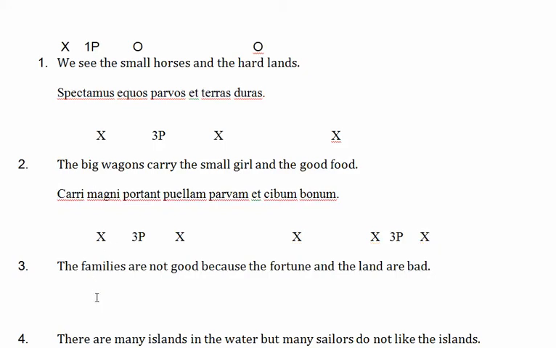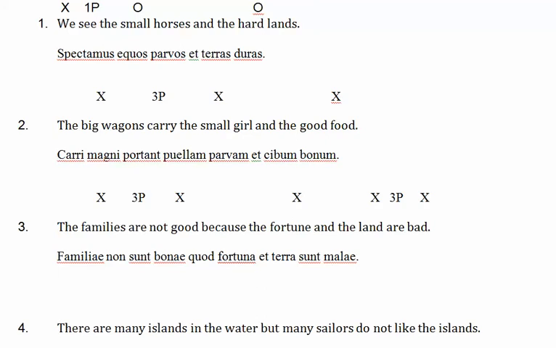Now to translate this, familiae, my families, in the nominative plural, are sunt, so non sunt, are not good, boni, quod, because, fortuna et terra, two nominatives, and two singulars make a plural, so sunt, are bad, and so bad will agree with both fortuna and terra, so again, two singulars make a plural, so this would be malae.